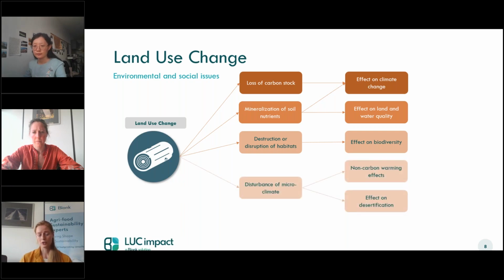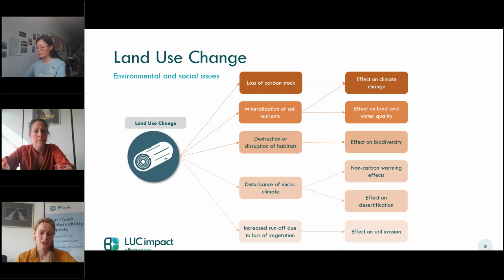There's the disturbance of the microclimate. So a forest creates a certain microclimate locally, and by altering this, there's also non-carbon warming effects. So effects that do influence our global climate or local climate, and in that way could also affect a broader region, but not directly through greenhouse gases, but through other effects. And through also this disturbance, it can set into motion a snowball effect into desertification.